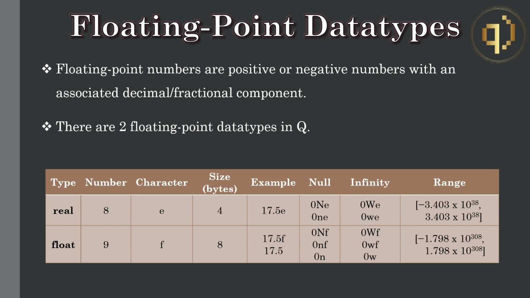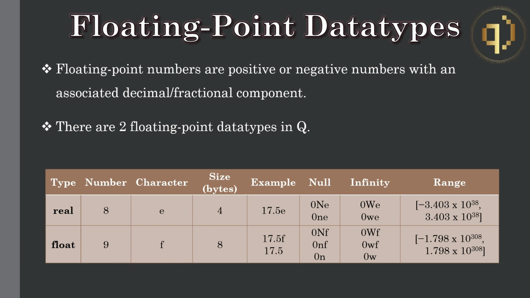The real data type represents an IEEE standard 4-byte single precision floating point number. This is often called a float in other traditional languages. The unique type number for a real is 8 and its unique type character is the letter E. We can represent the real value 17.5 by writing 17.5e. Null and infinity can be represented with a 0Ne and a 0We respectively. Notice that the n and w can either be lower or uppercase.